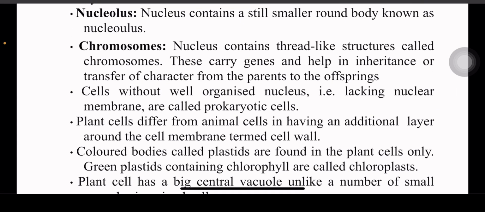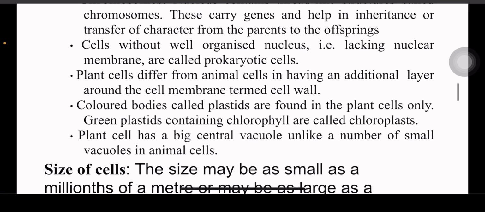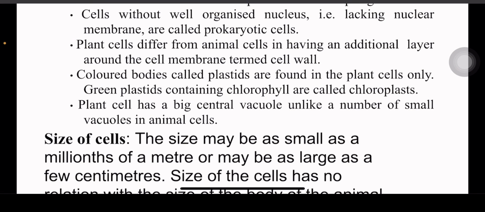Plant cells differ from animal cells in having an additional layer around the cell membrane, termed the cell wall. Colored bodies called plastids are found in plant cells only. Green plastids containing chlorophyll are called chloroplasts. A plant cell has a big central vacuole, unlike the number of small vacuoles in animal cells.